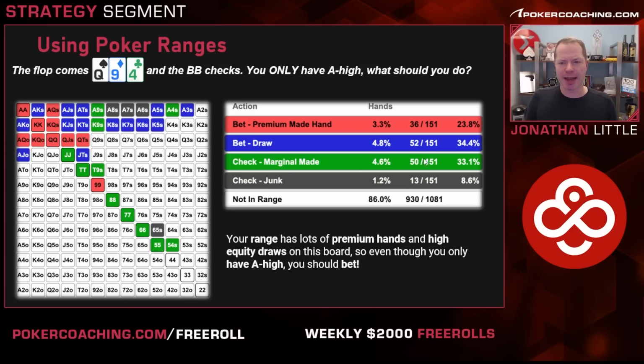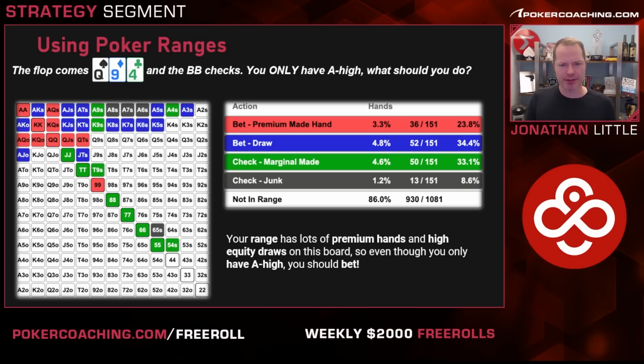Your marginal made hands are in green. These are going to be hands like your nines and your pocket pairs that are not on the board that are lower than the queen. So jacks, tens, 8s, 7s, 6s, and 5s. Also your fours if you have them. These are hands that if you bet and get raised, it's not particularly great. You don't really want to continue, but you kind of have to. So in this scenario, these are hands that would like to check behind a lot of the time.